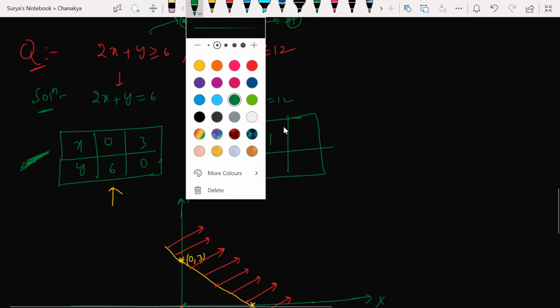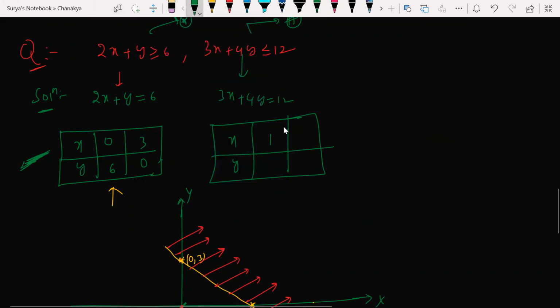If x is equal to 1, what is the y value now? What is the y value? Sir, I don't know, sir. This is the problem of mic, sir.